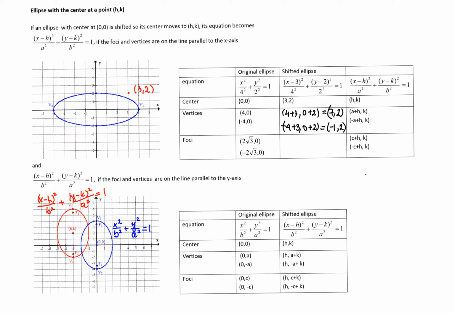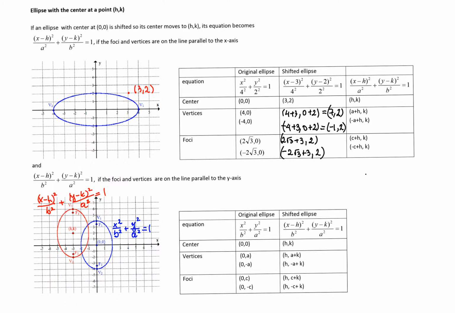And the same situation will occur with the foci. So the coordinates of the foci are going to be 2 square roots of 3 plus 3 and 0 plus 2, which is 2, and negative 2 square roots of 3 plus 3 and 2.